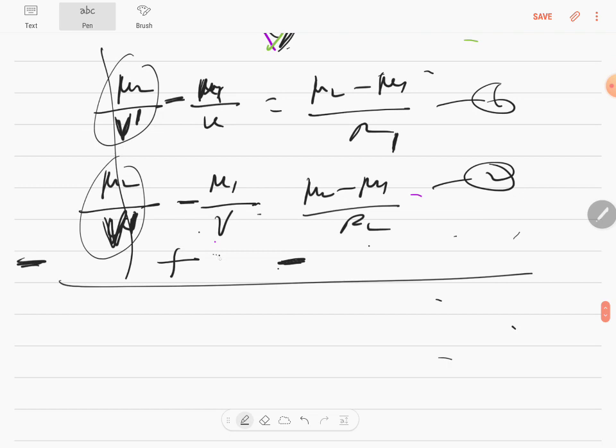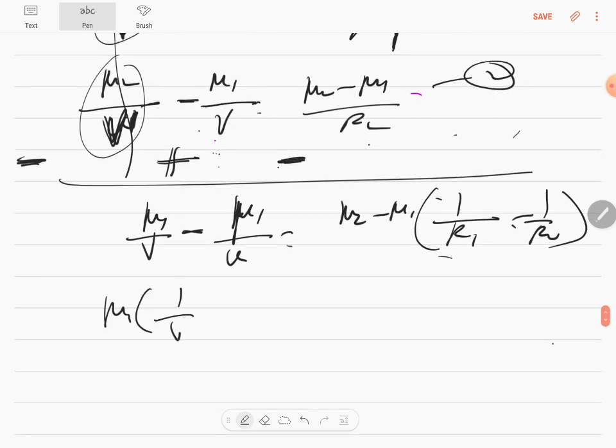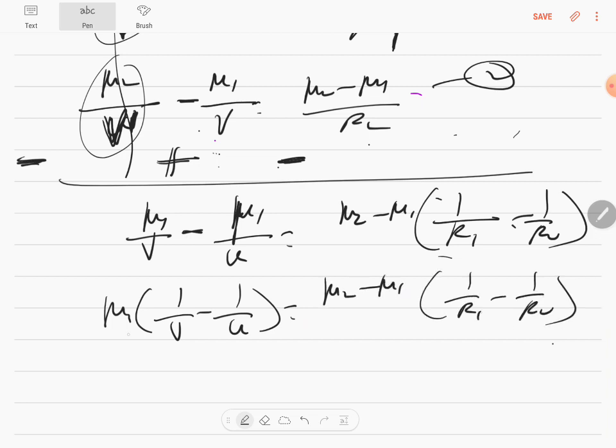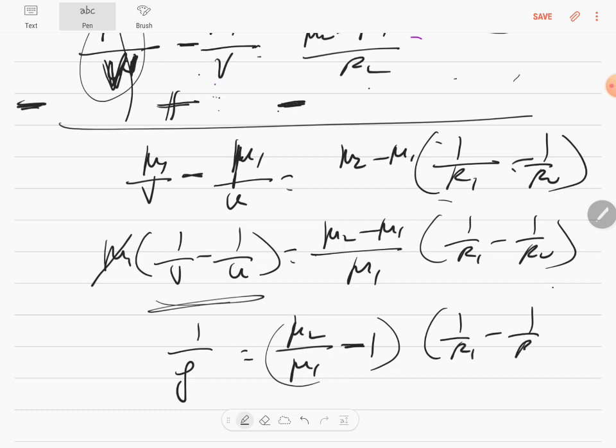So this has to be written first, which is mu1 by v because it has become positive, minus mu1 by u is equal to mu2 minus mu1 into 1 by r1 minus 1 by r2. Now you can take mu1 completely out. 1 by v minus 1 by u is equal to mu2 minus mu1 into 1 by r1 minus 1 by r2. You can strike this and bring it down. Then this itself is 1 by f, which is the lens formula. The lens formula is 1 by f is equal to 1 by v minus 1 by u is equal to, this can be split as, mu2 by mu1 minus 1 into 1 by r1 minus 1 by r2.